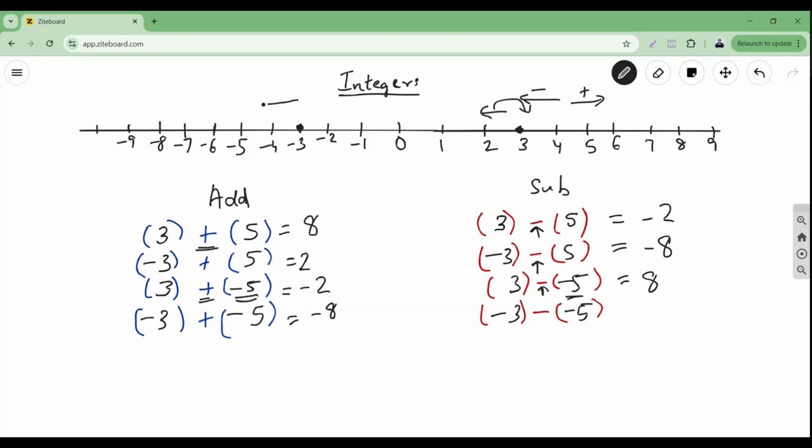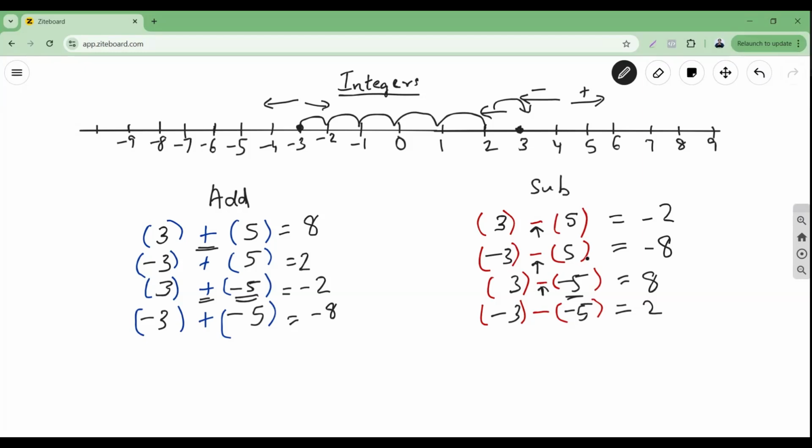Minus means I should be going left side. However, there's again a minus inside the bracket, so that reverses the entire direction. I go to the right side, even starting from minus 3. 1, 2, 3, 4, 5. So I reach 2. That will be my answer. See, if you see this, you are clear with the concept.